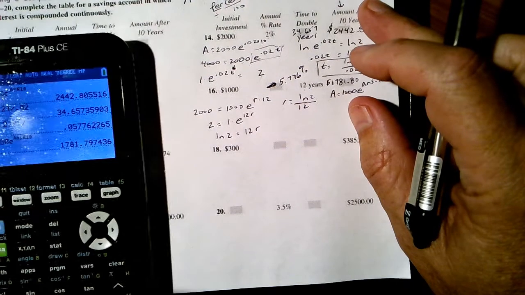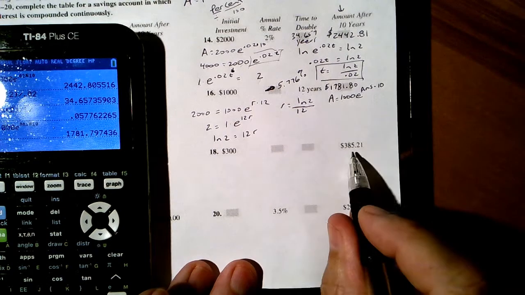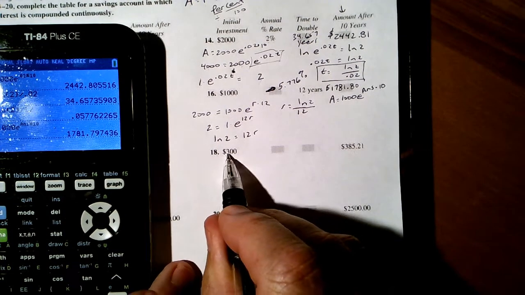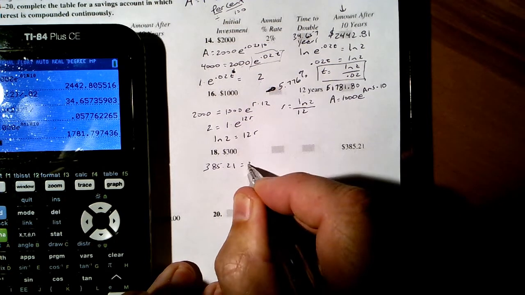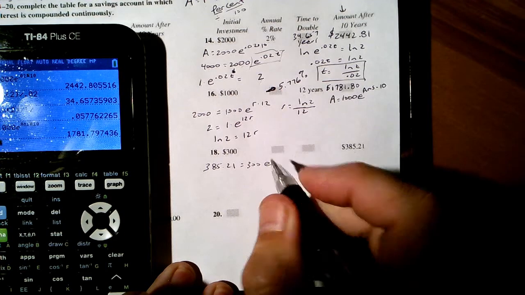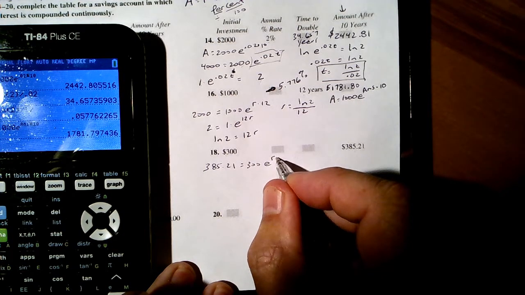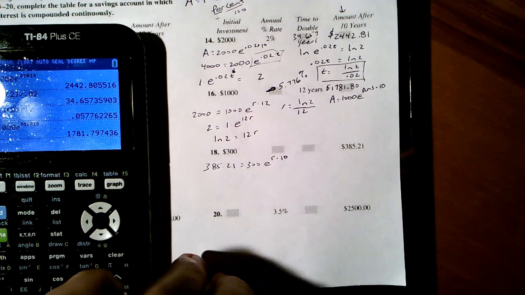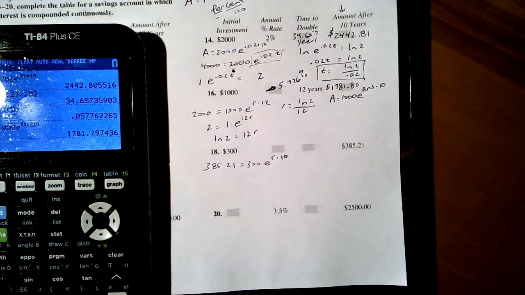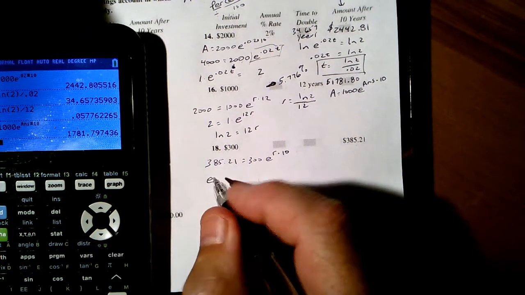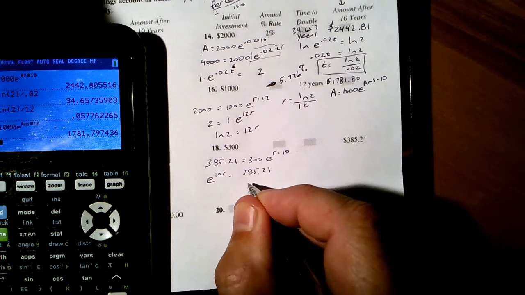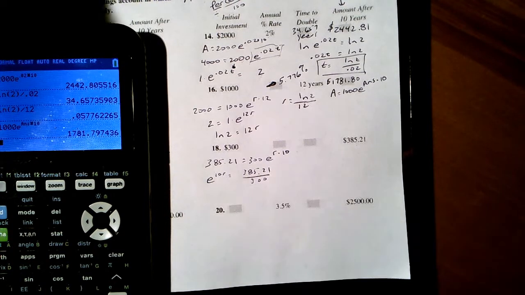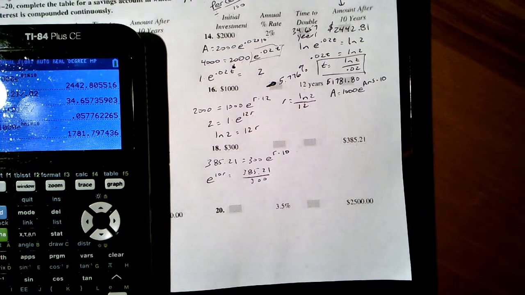Okay, let's continue here. Amount after 10 years. Here's my start amount. So I end up with $385.21. I start with 300 e to the R. I don't know R, but I do know the time is 10. So I get e to the 10R equals 385.21 on 300. I get a lot of people that feel compelled to divide that, and I like to just go to my calculator once.